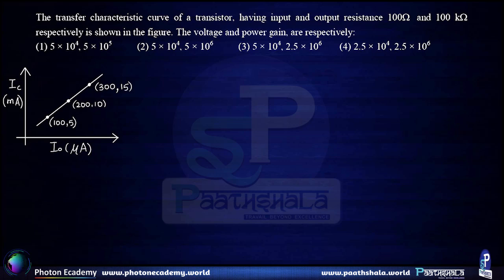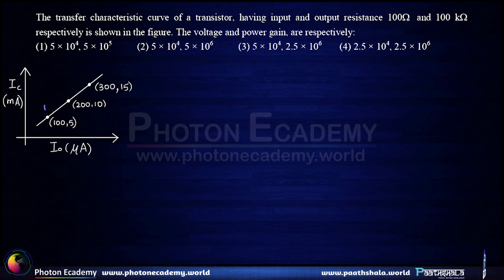The transfer characteristic curve of a transistor having input and output resistance as 100 ohms and 100 kilo ohms respectively is shown in the figure. The voltage and power gain are respectively. Now taking into consideration the first data point where IC equals 5 milliamperes and IB equals 100 microamperes.